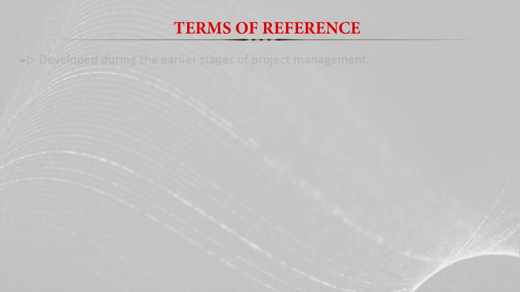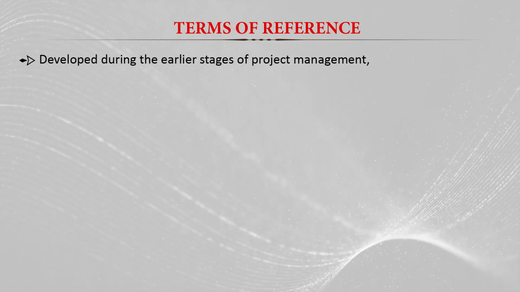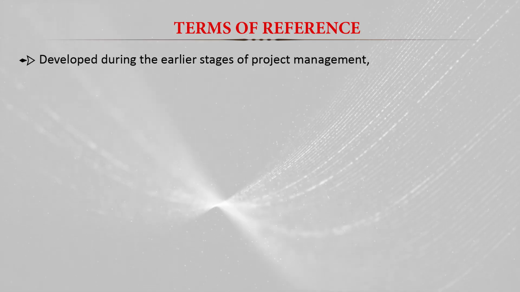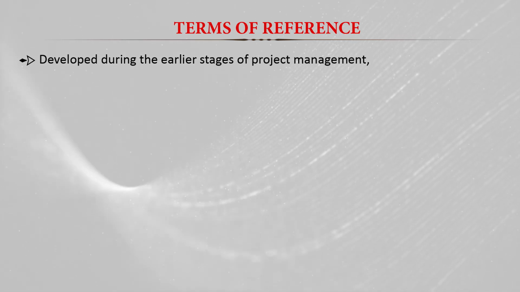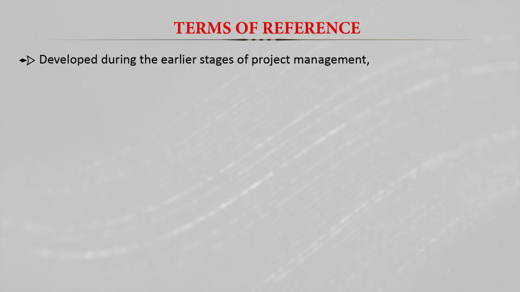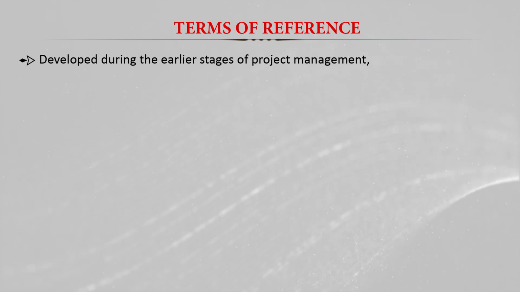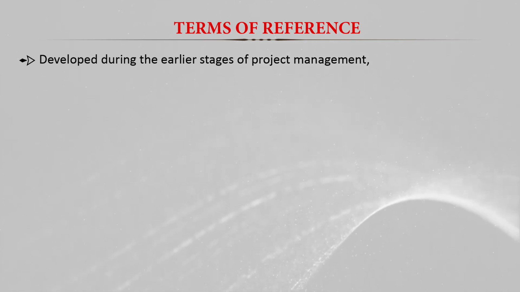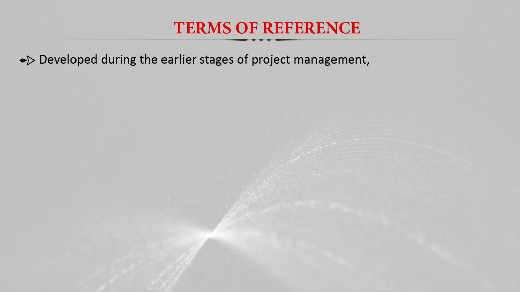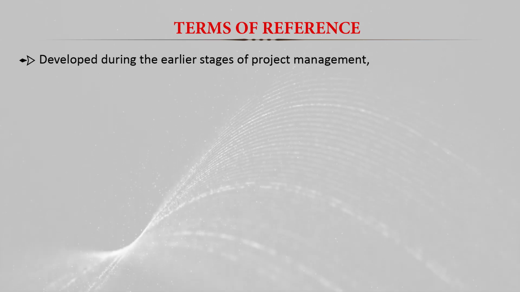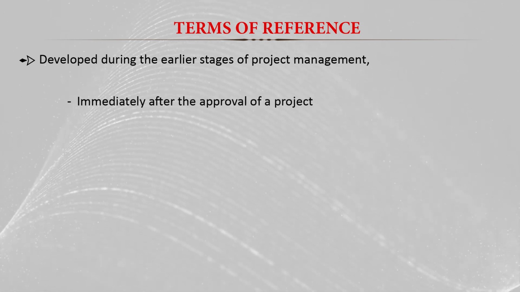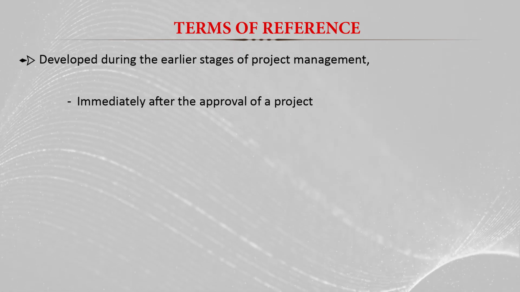Basically, these terms of reference are prepared during the earlier stage of project management. In the terms of reference we have to fix the scope and limitations of the project: where, how much, and what type of activity we have to take. So we have to take complete decisions about the terms of reference of the project, and this terms of reference is prepared immediately after the approval of the project.